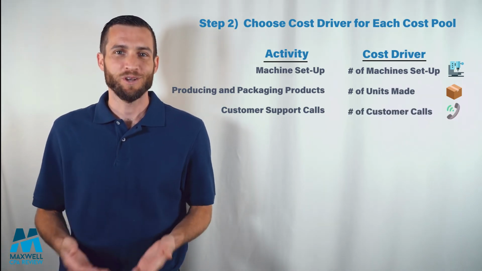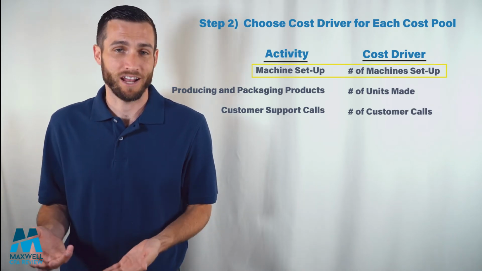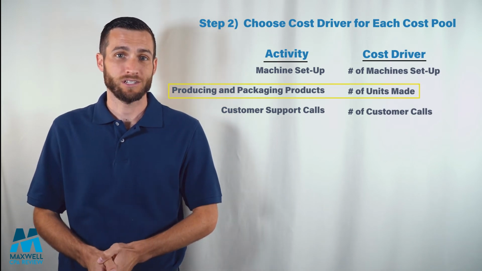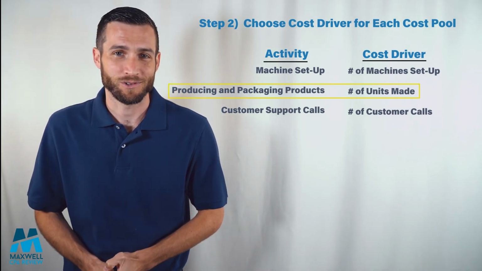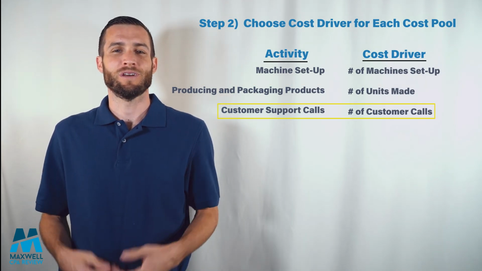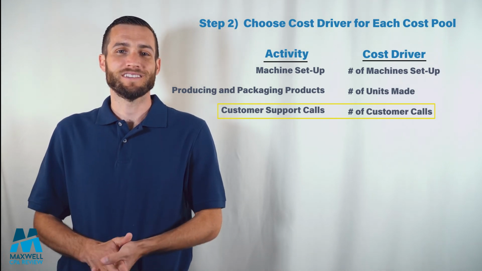So for step 2, we've seen that we're going to allocate our machine setup cost by the number of machines we set up. We've seen that for our second expense, producing and packaging products, we'll use the number of units as a cost driver. And then for our third cost, the customer support call center, we're going to use the number of customer complaint calls that we receive as the cost driver. So now let's go to step 3. So then step 3 is you divide your cost pool by the cost driver.